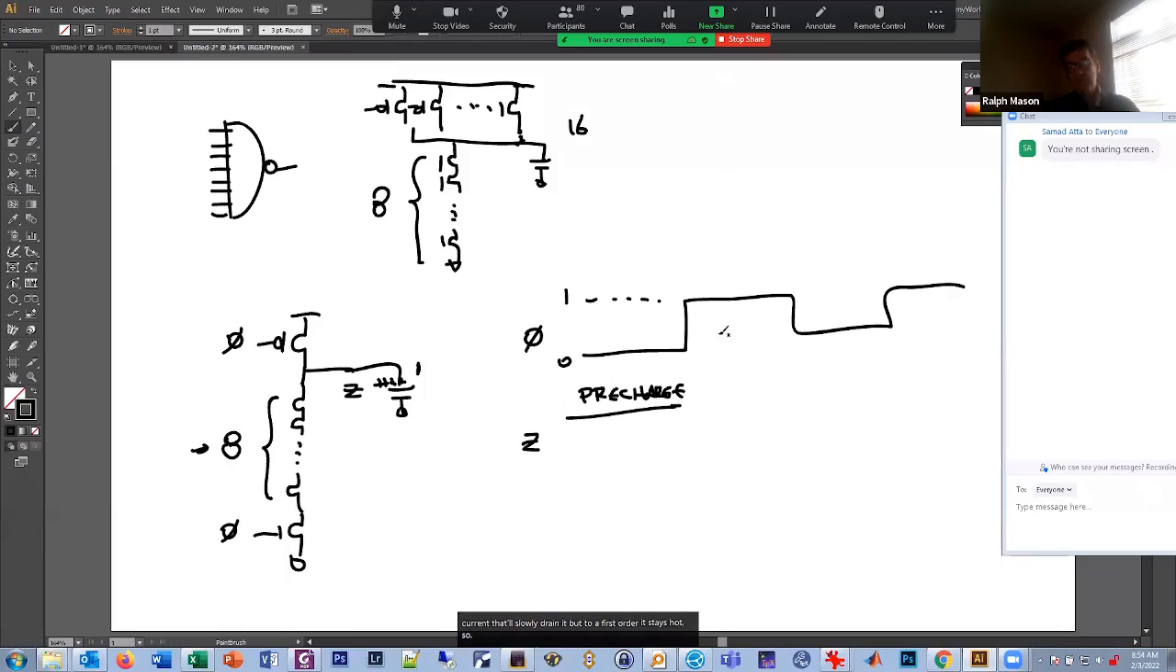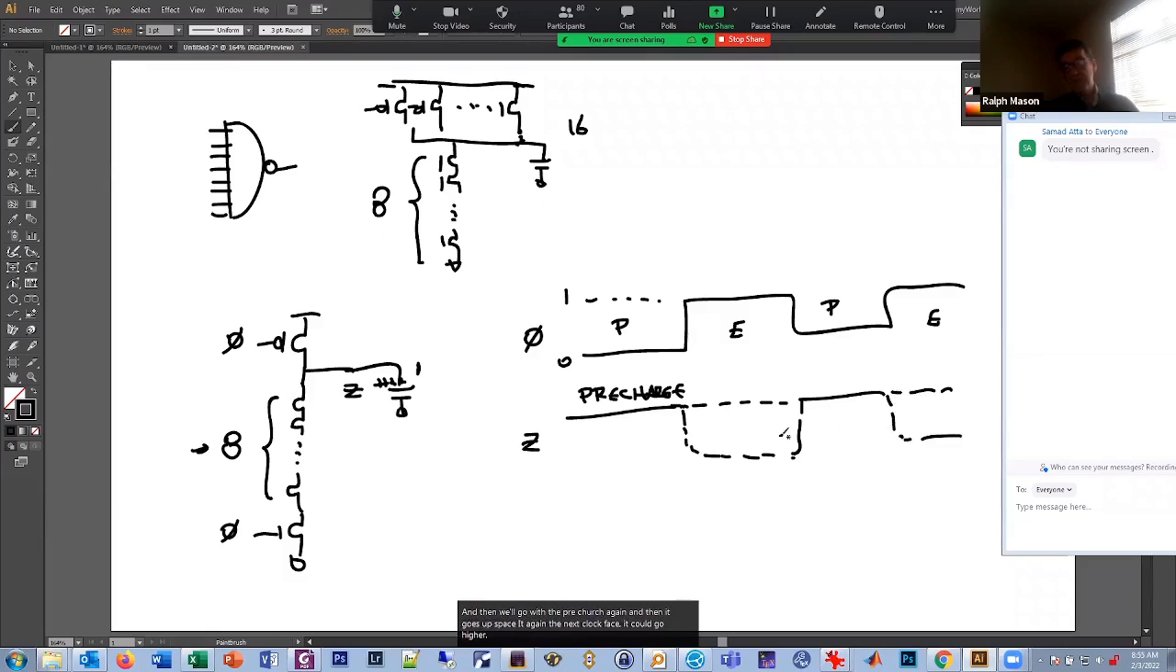So we call this part the pre-charge, and this is the evaluate. So in this phase, when the phi is high, we're evaluating this logic function of these inputs. And it could just stay high, or it could go low, depending on the value of the 8 inputs. And then we go to the pre-charge again, and it goes up, stays high again. And then the next clock phase, it could go high or it could go low, depending on the 8 inputs. And so this is how dynamic CMOS works. During the pre-charge, we don't have a valid output, but during the evaluate, given a little bit of delay, we'll get a valid output. So this is when we want to look at the signal.